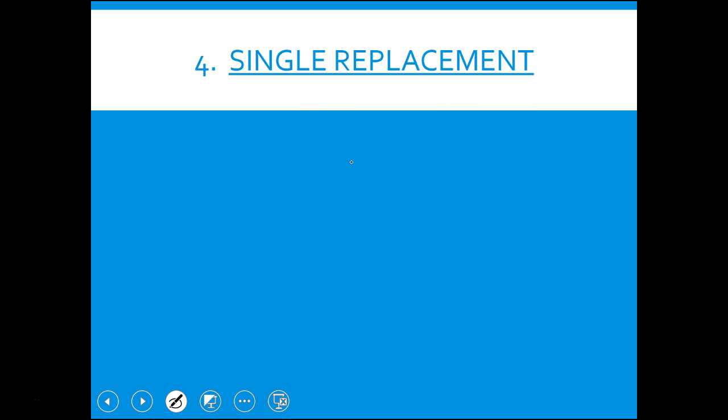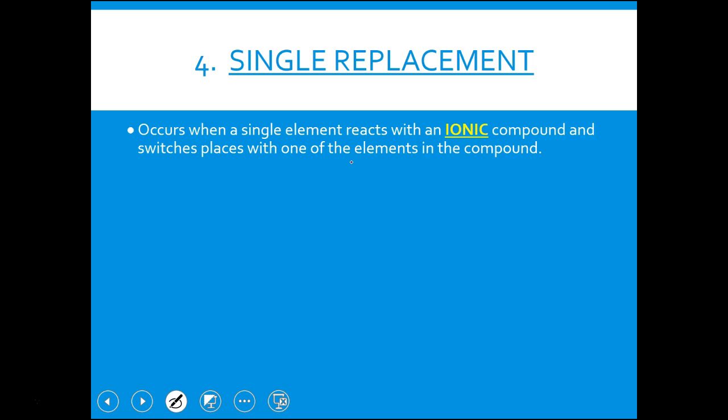Okay. Single replacement is the 4th kind. This occurs when a single element reacts with an ionic compound. And it's pretty important, most of the time, like 90–95% of the time, you're going to have an ionic compound. Every once in a while, we see a covalent. Every great once in a while. Water is one of those that we see as a covalent compound instead of ionic.